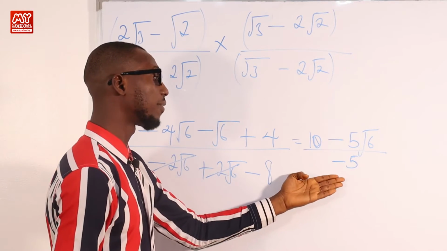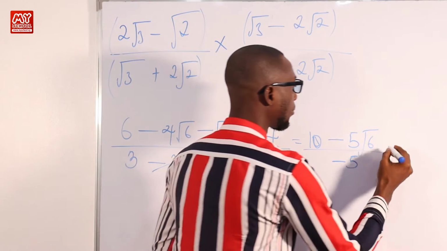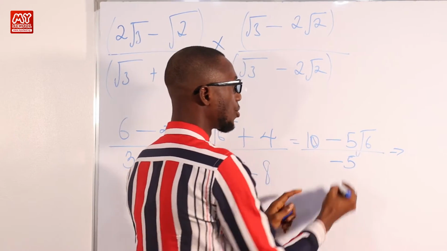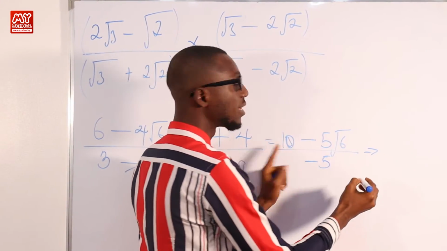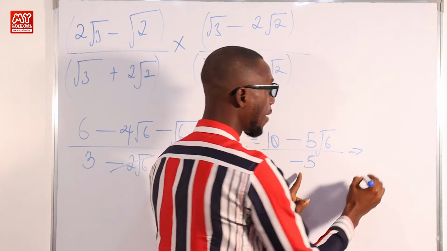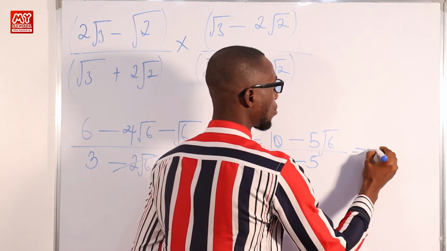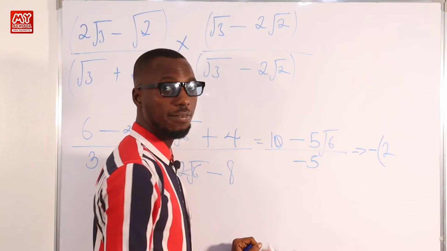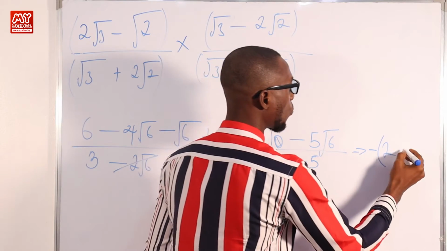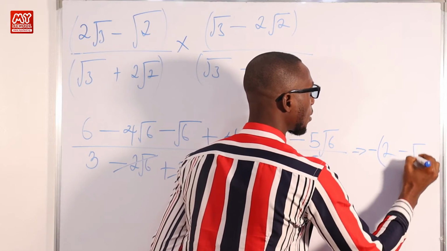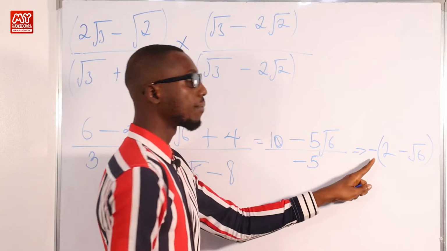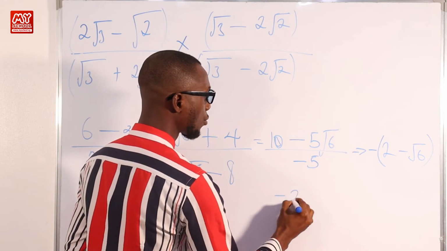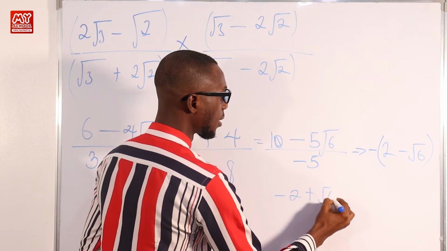Okay, so we can still simplify this further by having 5. 5 can still reduce this, so we'd have 5 in 10, that is 2. Remember, we have minus 5. So that will be minus into bracket 2. 5 in 5, that is 1, that is still root 6. So if minus affects everything here, what we'll be having will be minus 2 plus root 6.